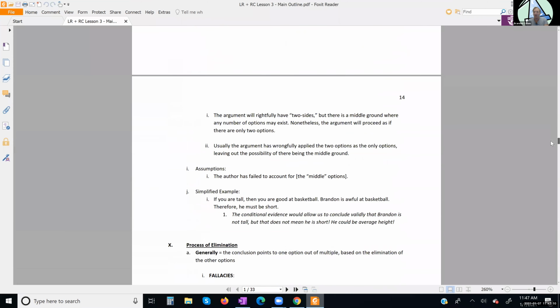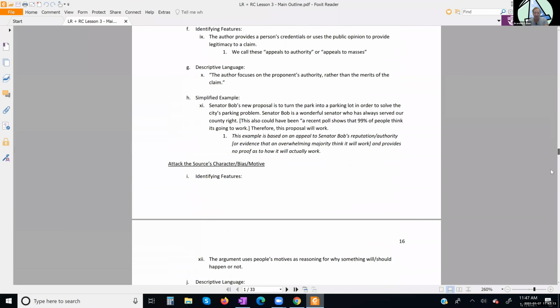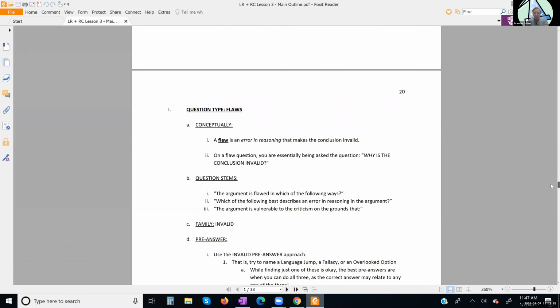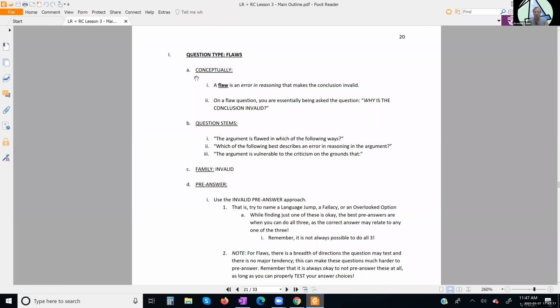Now, it's not the end all be all. There's a lot in flaws. And I'm going to get into that as I go down this outline and get into where we talk about flaw questions. So page 20 here.